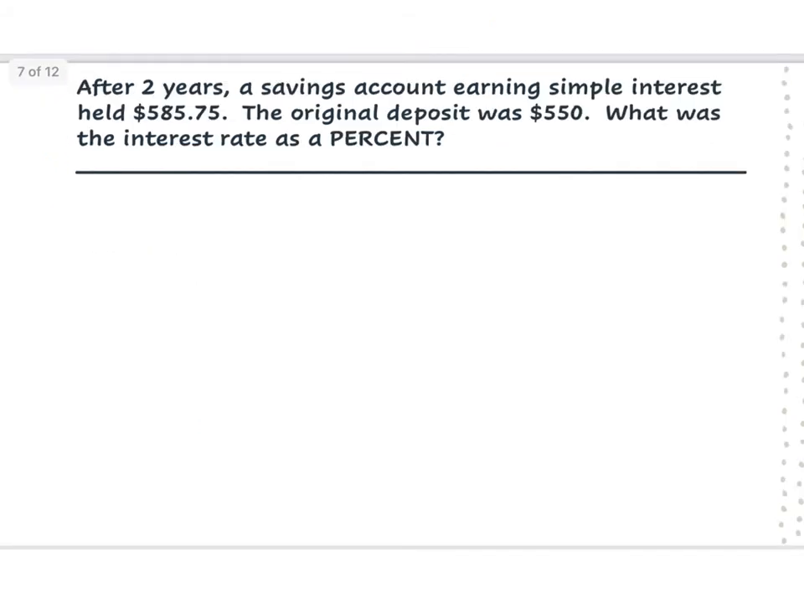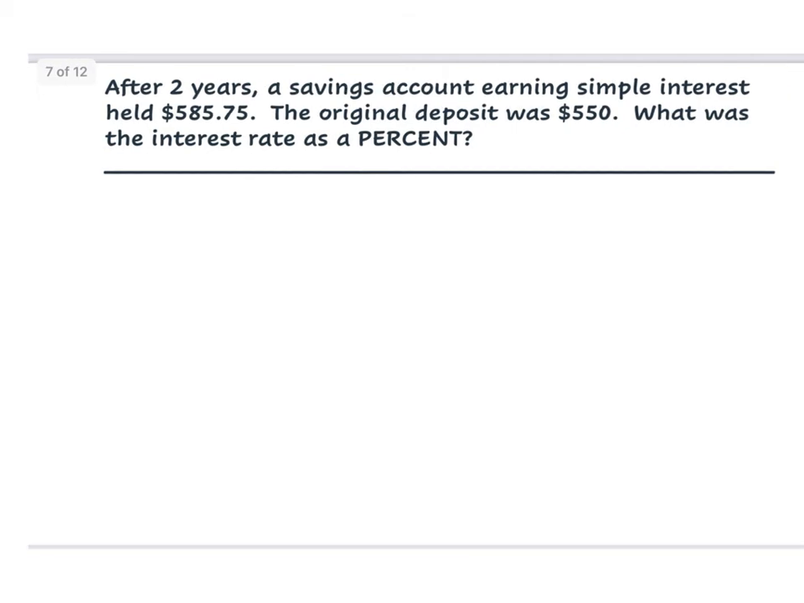All right, let's take a look at this question. After 2 years, a savings account earned simple interest and held $585.75. The original deposit was $550. What was the interest rate? So after 2 years, this was the account balance overall, right? The $585. And the original deposit was $550.